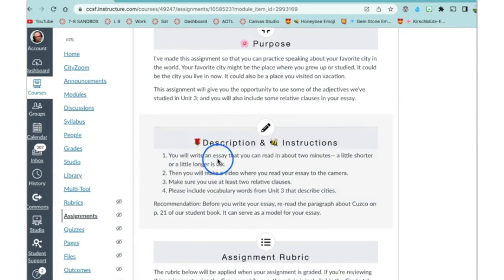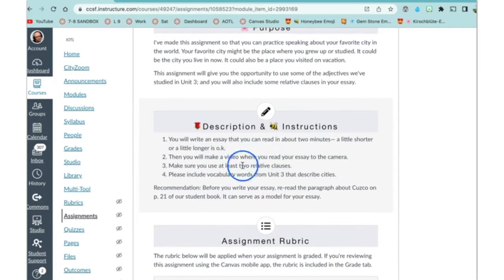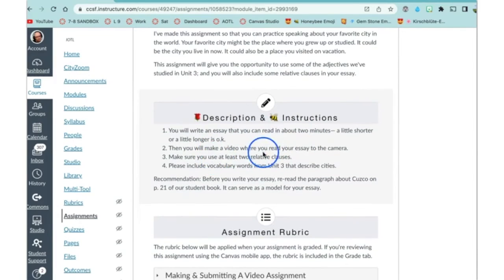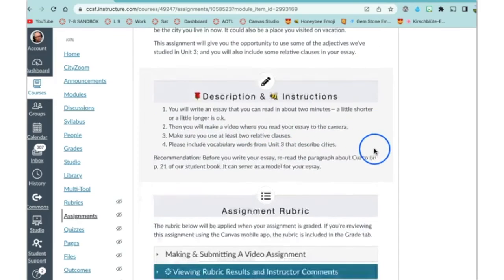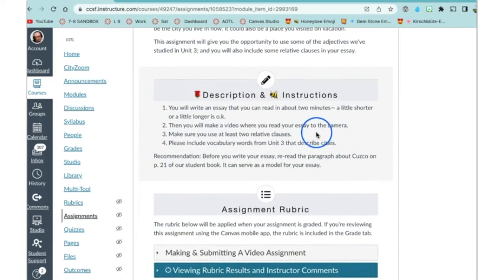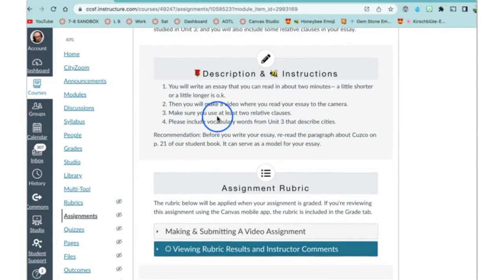First, you're going to write an essay that you can read in about 2 minutes, a little shorter or longer. After you write your essay, you're going to make a video where you read your essay to the camera, or you speak naturally and deliver the information that you wrote in your essay. You have to include at least 2 relative clauses in your video, and you have to include the vocabulary from Unit 3 that describes a city.